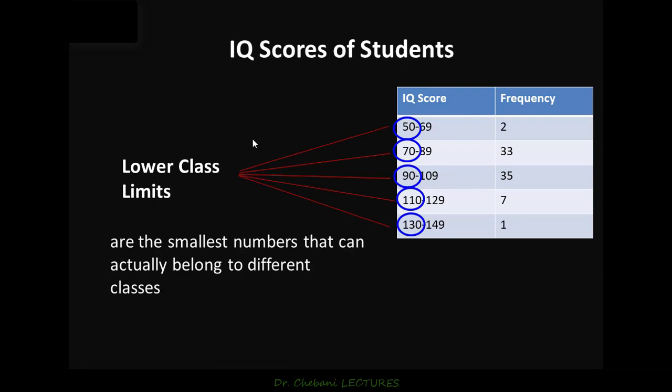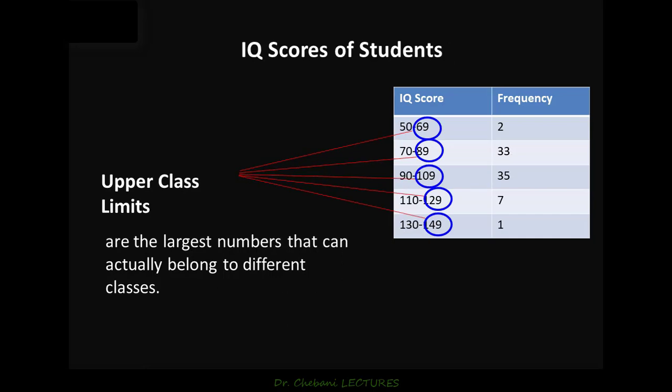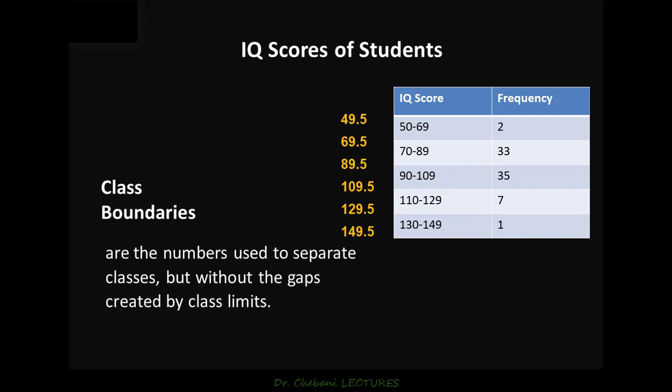Okay, so now to emphasize the terminology. The lower class limits are the smallest numbers that can actually belong to different classes as shown there, right? So this is straightforward. These are the lower class limits of our classes. The upper class limits are the largest numbers that can belong to different classes, right? Again, as highlighted there. The class boundaries are the numbers used to separate the classes without leaving gaps that are created by class limits.